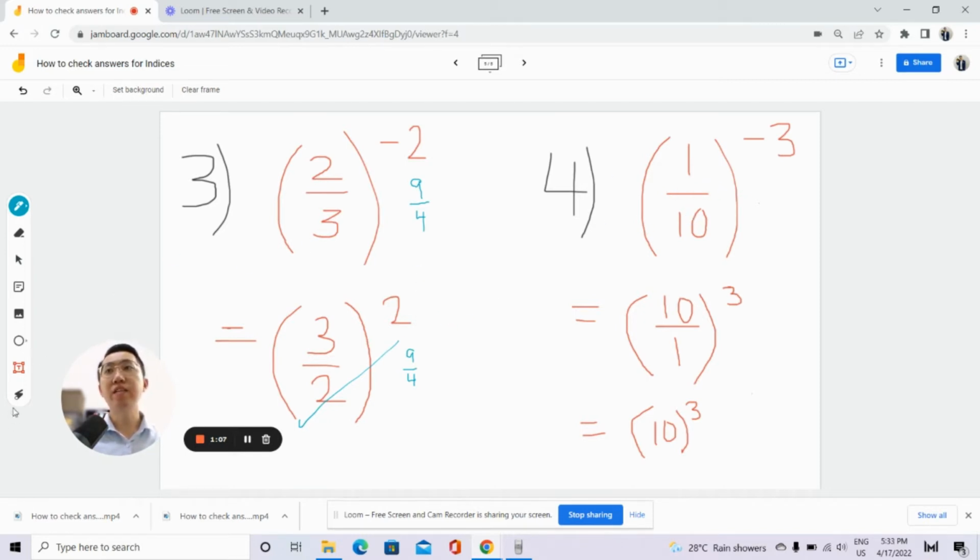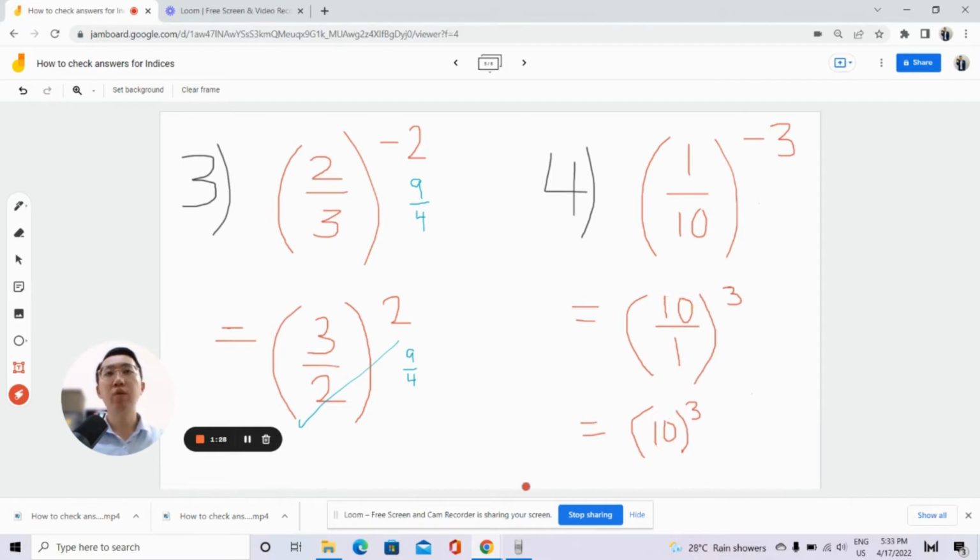Yeah, negative indices. So you will see the fraction 1 over 10 and then power of negative 3. So how to do this kind of question? You reverse the fraction. 1 over 10 become 10 over 1. And then negative power will become positive power. So just copy back the number 3. Alright, so 10 over 1, teacher knows is actually 10 only.